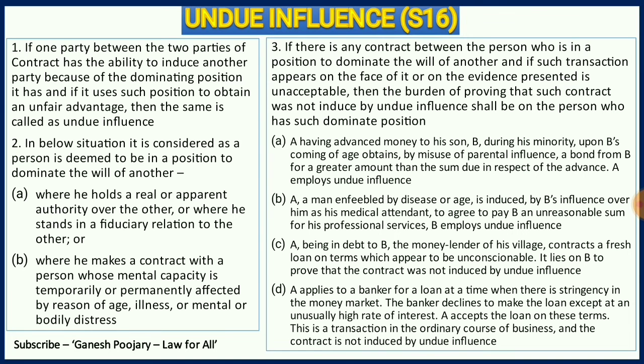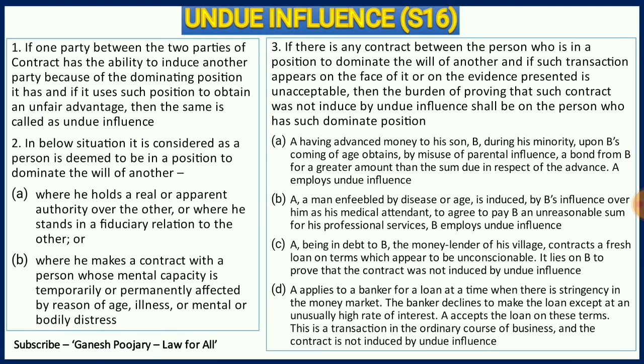Subclause 2 discusses two important situations where there is presence of undue influence. One, if one party holds a real or apparent authority, and the second being the mental capacity of one party, which may be temporarily or permanently affected because of various reasons like age, illness, mental or bodily distress. Subclause 3 discusses the burden of proof. Now, who has the burden to prove? It is always the dominating party which has to prove that there is no undue influence utilized.